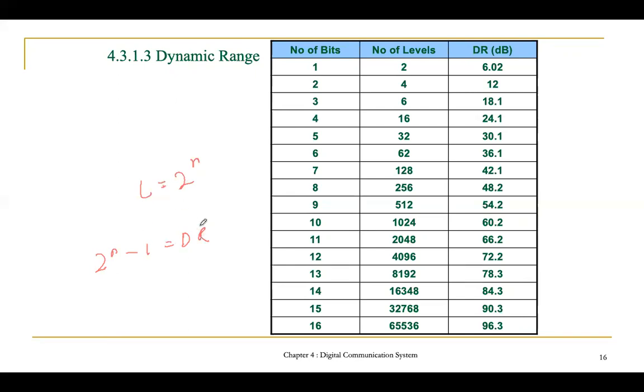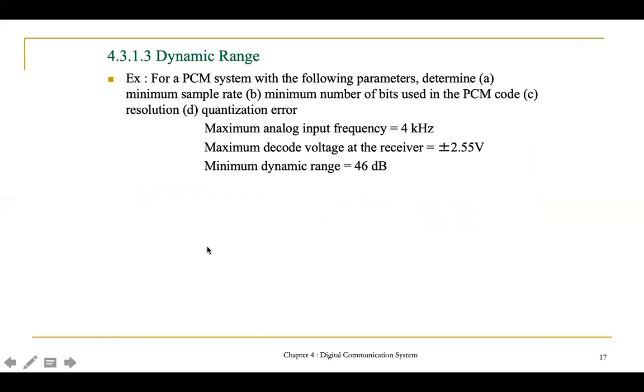Okay, in dB. If you use this formula, the value of the dynamic range is not in dB, yeah? So you need to convert it into dB later. So let's look at the first example.